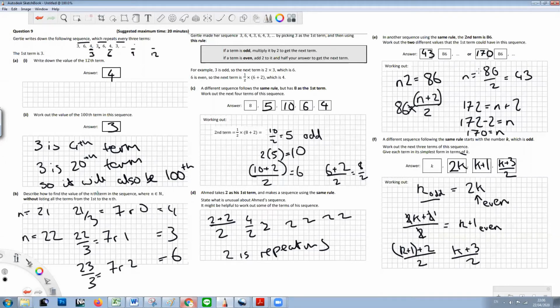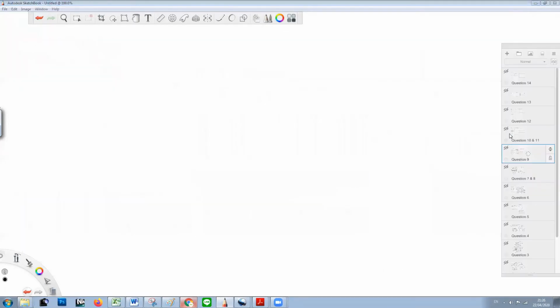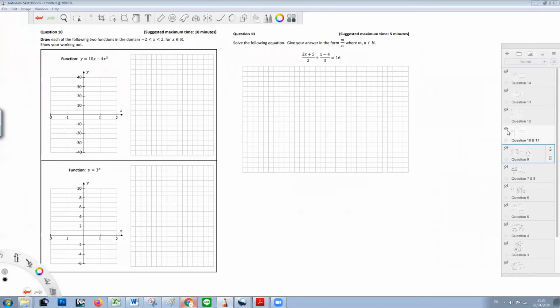Okay, good. So we'll move on to the next one. Coming to number 10, we draw each of the following two functions on the domain. We have the function y is equal to 10x minus 4x squared, and we're told that it falls between the domain minus 2 and 2.